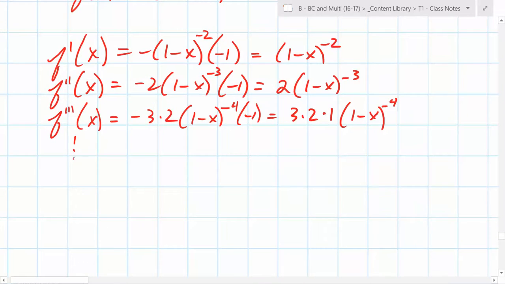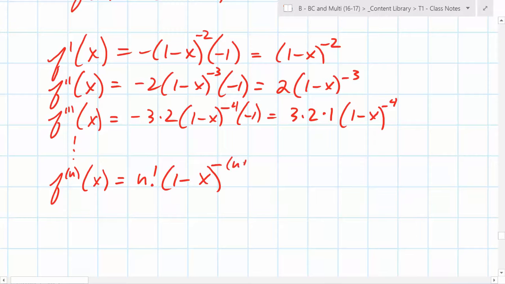So what is f n going to be on this one? N factorial times 1 minus x to the negative n minus 1. Do you agree with that generalization? Sure. Basically, this is a hunt for factorials. It really is. The factorial makes your life easier here. So that's what it is.